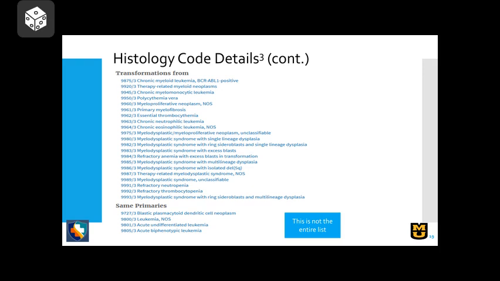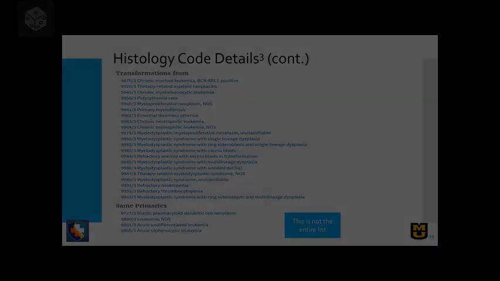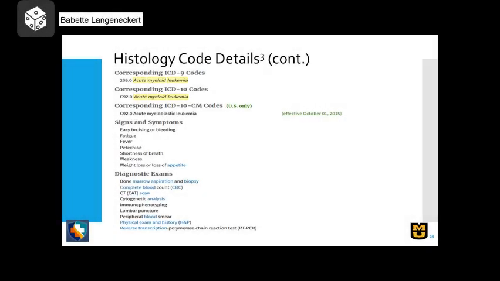Same primaries suggest alternate names and equivalent histologies. Once again, be sure to code the most specific histology. The corresponding ICD-10-CM code can also be found here. This can be a good reference for case finding. In addition, you will find the most common signs and symptoms of acute myeloid leukemia. There is also a list of potential diagnostic reports that can guide abstractors on where to look for information in the electronic medical record.